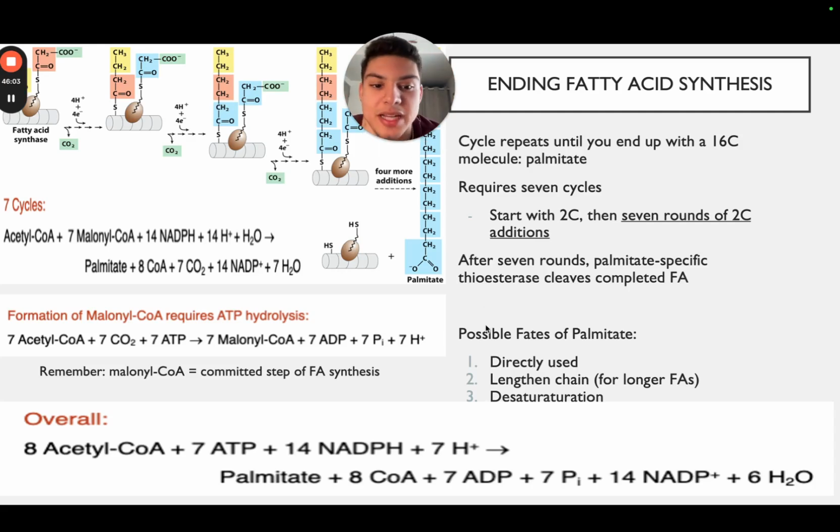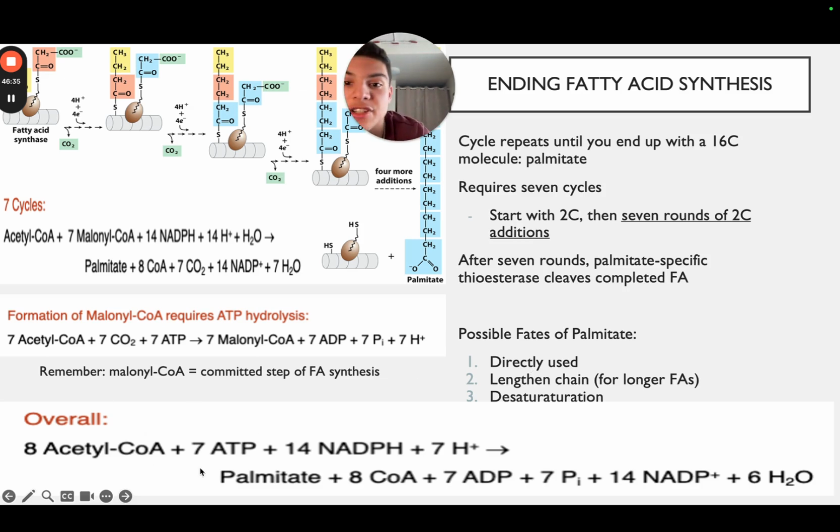And so the possible fates of fatty acid synthesis are that it can be directly used in a different part of the cell. It can lengthen the chain for longer fatty acids if possible, and then it also can undergo desaturation, where we have double bonds. Those are the 3 possible fates. That will be just a memorization thing. I completely forgot that. But essentially, the palmitate will just come off of the KS or ACP subunit, and we can use it for these 3 different things.